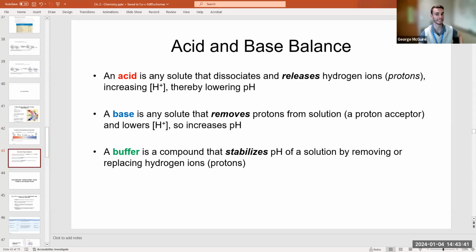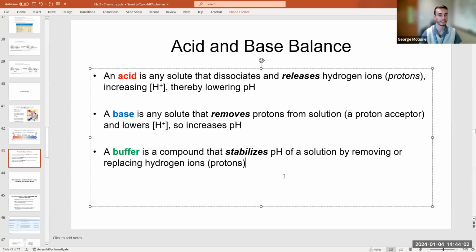So you should consider any acid as any solute that dissociates and releases hydrogen ions, so releases those protons, thereby lowering the pH. And you should consider any base as any solute that removes those protons from the solution, thus increasing the pH. A buffer is then a compound that would stabilize the pH of a solution. So essentially moving it closer to 7, that neutral 7. So a buffer is any compound that is going to change the pH of a solution, bringing it closer to 7.